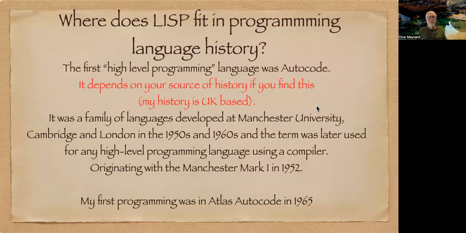So firstly, where does Lisp fit into the programming language history? Well, from the UK point of view, Autocode was the first high-level programming language, and it was a family of languages developed at Manchester University, Cambridge and London in the 1950s, and it originated with the Manchester Mark I computer in 1952, and I tie myself back that far by at least to 1965, where I did some programming on the Atlas computer using Atlas Autocode.